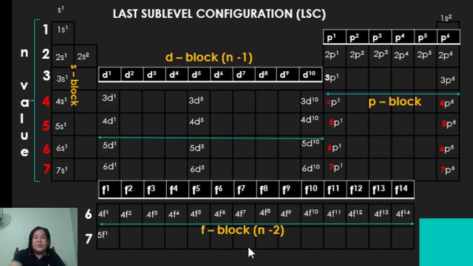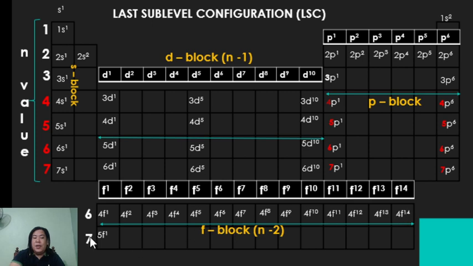Okay, and next, this is the F block. So the maximum number of F sublevel is 14. So F1, 2, 3, 4, 5, 6, 7, 8, 9 hanggang 14. But this time, kagaya naman dun sa D block, you will be subtracting 2 to the energy level. Okay? Dun sa N value. So, 6 minus 2, it will become 4. Kaya ang start nyo is 4F1 up to 4F14.